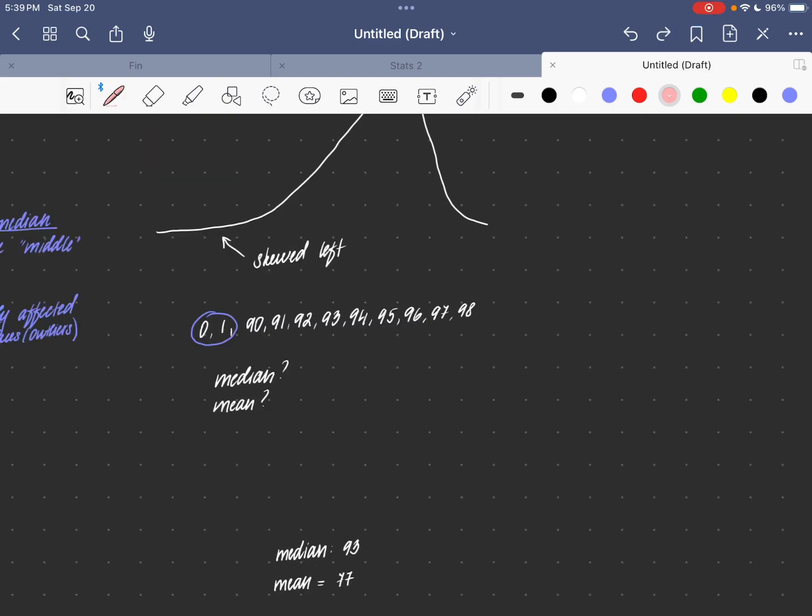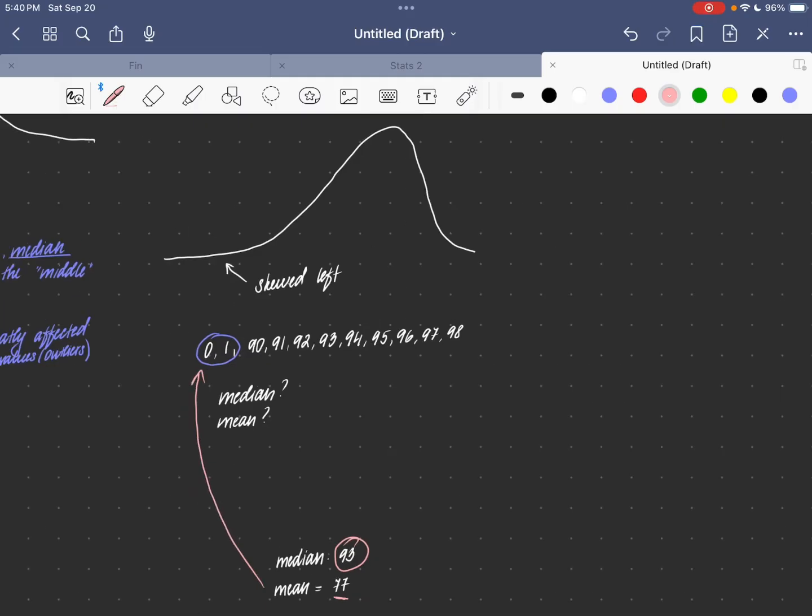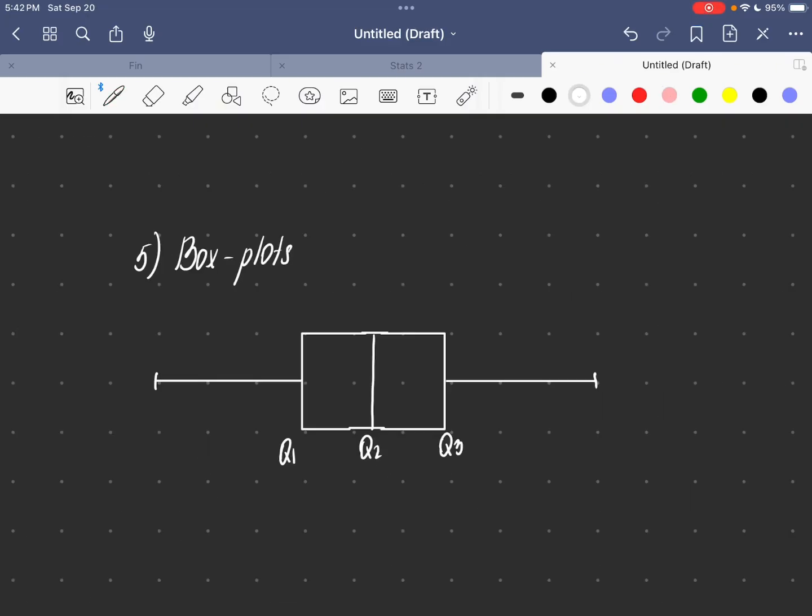As you can see, majority of the data is located in the 90s. And the median actually reflects it quite well because it shows that the median is 93. However, with the mean, it shows 77 because this is greatly affected by the small values that we have, 0 and 1. So if you're looking at a distribution that is highly skewed, it's really important to look at the median instead of the mean because the median is actually a better indicator of where the majority of the values are located. Now let's move on to the box plots.